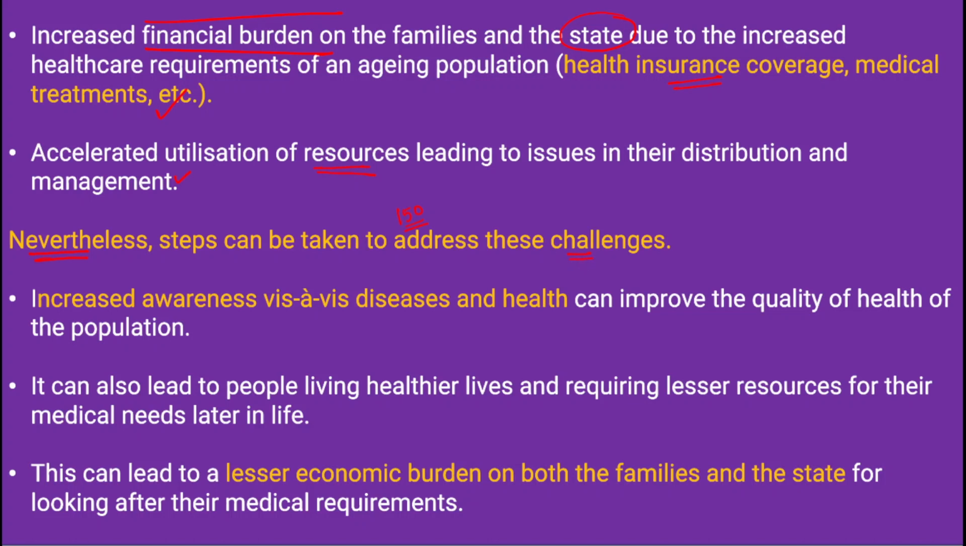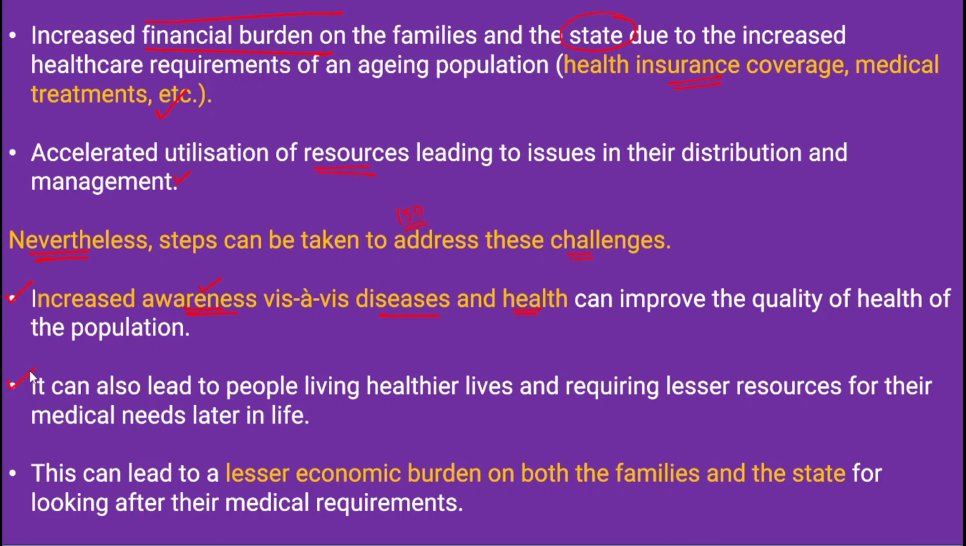So firstly, we need to talk about increasing awareness about diseases and health. So this is the first factor, because even though life expectancy has been increasing, when people are aware about the diseases and the health care that is required, then they will not fall ill. So thereby the extra burden on the financial resources and healthcare infrastructure can be significantly reduced.